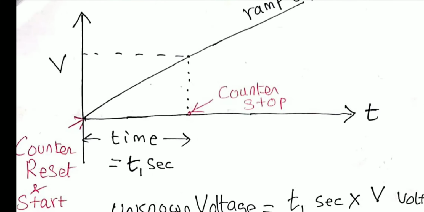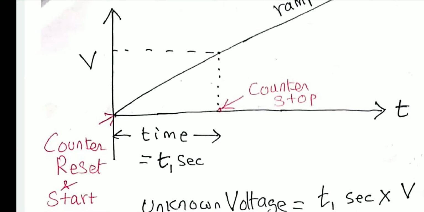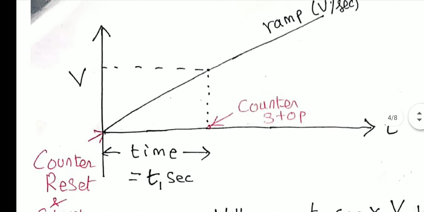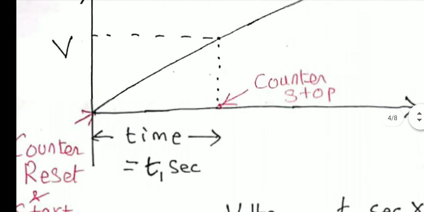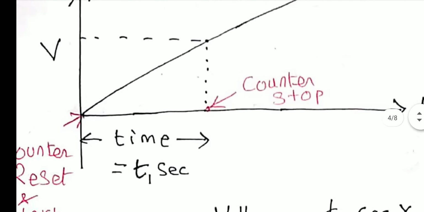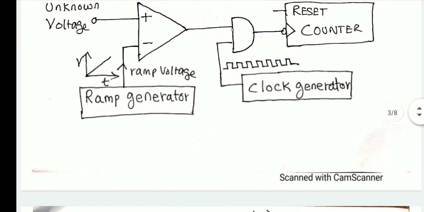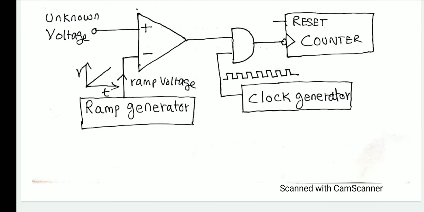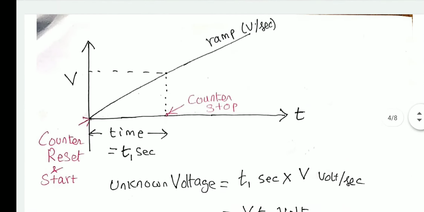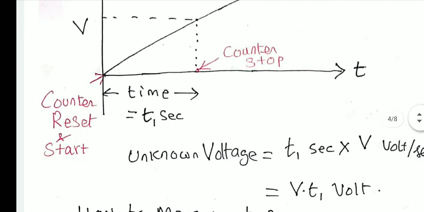At time t equal to 0, that is the beginning, t is on the x-axis, time. At t equal to 0, ramp voltage is 0, right? So at time t equal to 0, ramp voltage is 0, unknown voltage is some positive value, and the counter is reset.